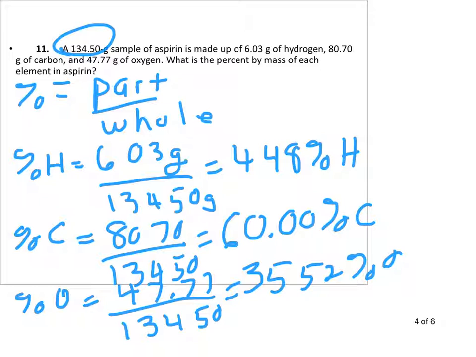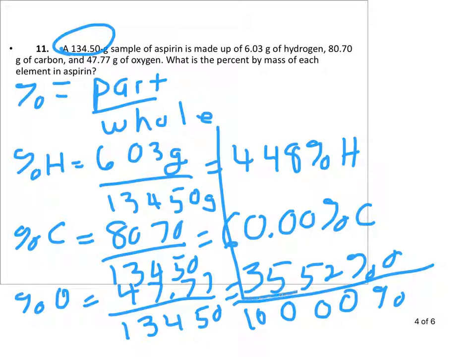Oxygen. Quick check you could do on these is to add them up, see what we come up with, and we get 100%, so we must be right. It's unlikely you could have made mistakes and still come up with 100%.